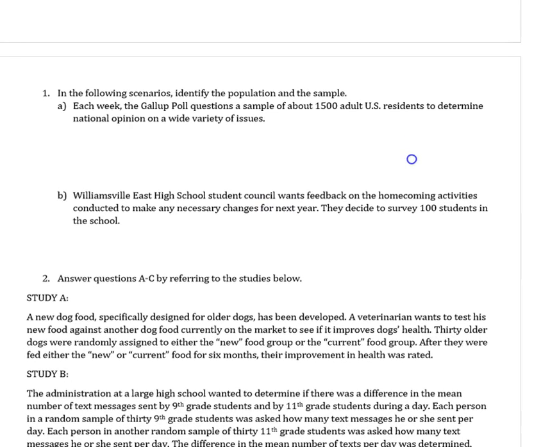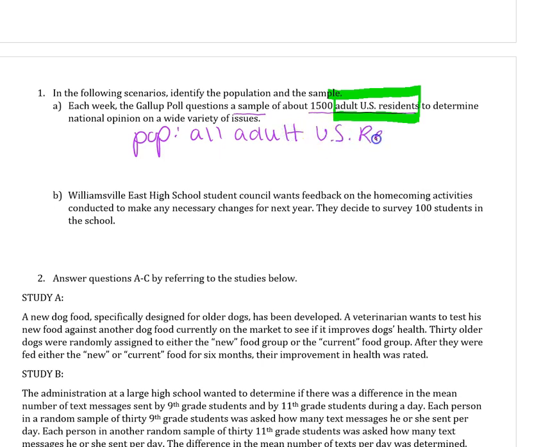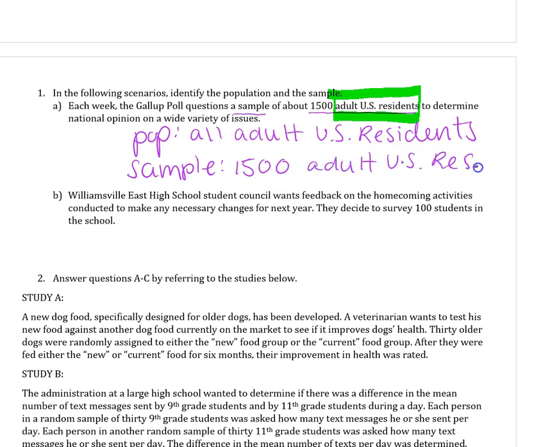Okay, so I've been talking a lot. We're going to look at a couple examples. First thing we're going to do here is figure out what the population and sample is. So each week, a Gallup poll questions a sample of 1,500 adult U.S. residents to determine the national opinion on a wide variety of issues. The sample in this group, it even says, is right here, a sample of 1,500 adult U.S. residents. But you have to realize that the 1,500 adult U.S. residents is coming from the whole population of adult U.S. residents. Okay? So our population is all adult U.S. residents, and the sample that we took was the 1,500 adult U.S. residents. Okay, so that 1,500 I'm using to get information about the whole population.